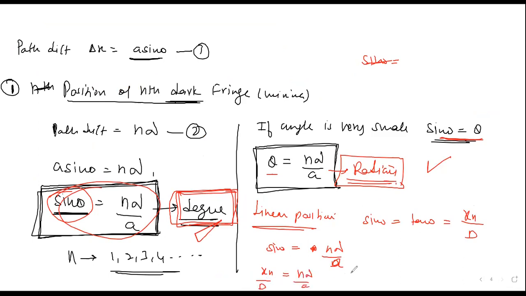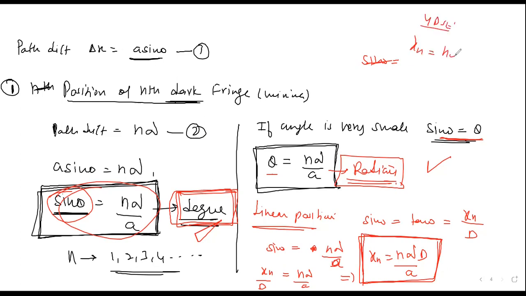So from here, the position of the nth dark fringe, called xn, is equal to n lambda D by a. If you can recall, this is exactly similar to the position of the nth bright fringe in YDSE. If you remember in YDSE, what was the formula? The position of the nth bright fringe was n lambda D by small d. Small d was the distance between two slits.